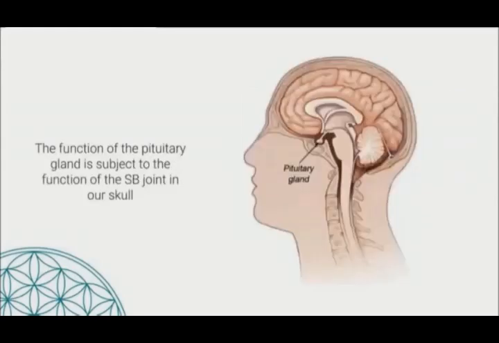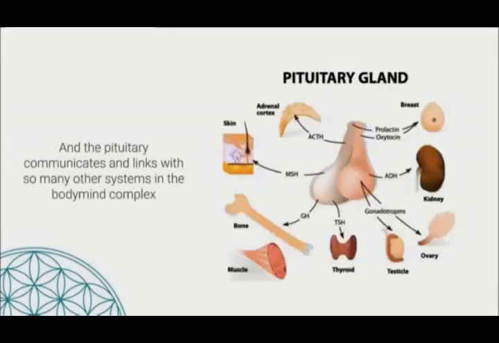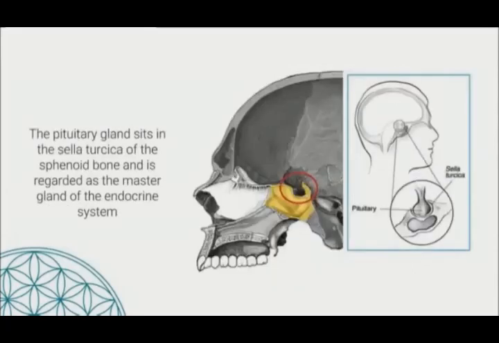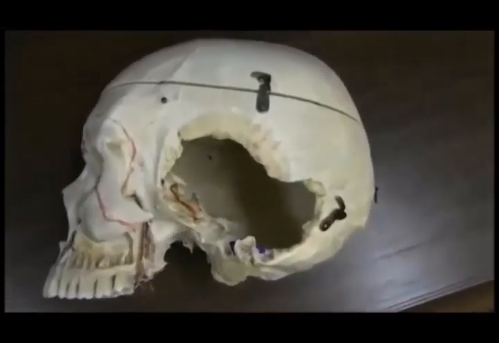The function of the pituitary gland is subject to the function of the SB joint in our skull, and the pituitary communicates and links with so many other systems in the body-mind complex. The pituitary gland sits in the sella turcica of the sphenoid bone and is regarded as the master gland of the endocrine system. I'm going to go into the skull here.